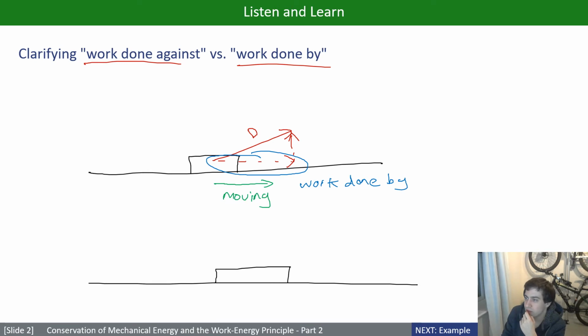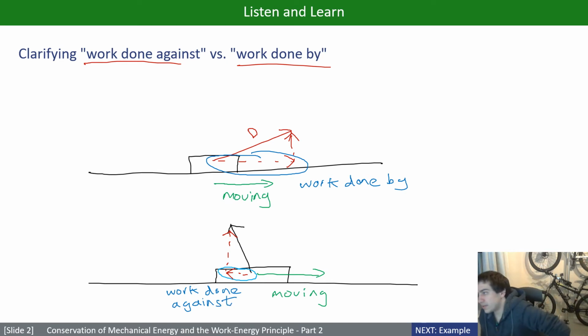So if we consider the reverse of that, let's say you've got a force, let's say even like this, but the box is moving this way for whatever reason. Let's say it was already moving at some speed in that direction. Then again, you consider the components, and we only care about the one that's parallel, which is this one, and that component is in fact working against the motion. So this is work done against, I suppose.